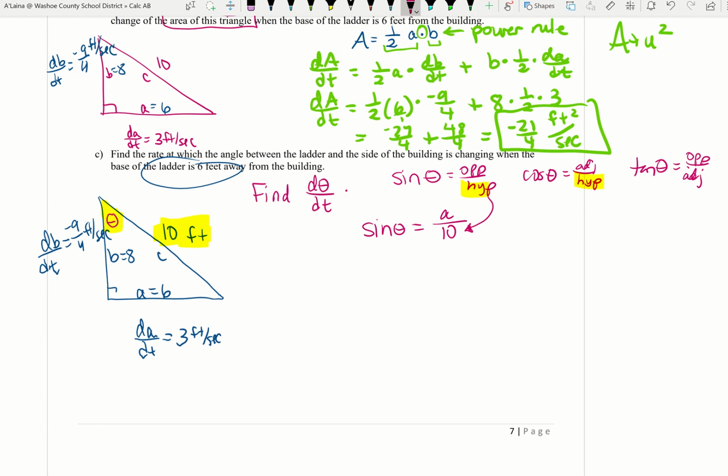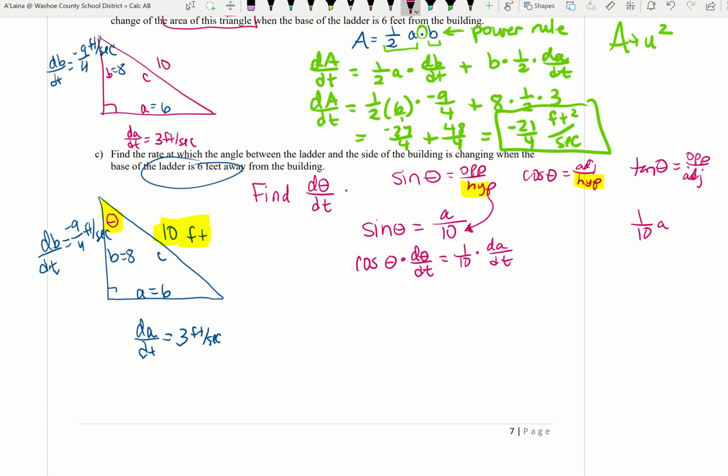Now I'm going to take the derivative. So the derivative of sine we know is cosine, but this is with respect to time. The derivative of A over 10 might be easier if you think of this expression as 1/10 times A. So then this is 1/10 times dA over dt. You don't use quotient rule here because 10 is a constant. This is a multiplier of 1/10. So it's just that coefficient times dA over dt.